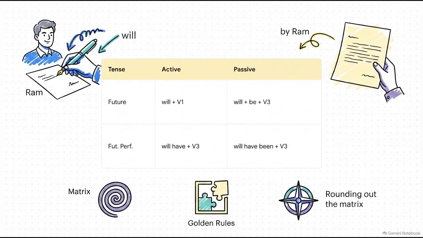Just to round out our primary matrix, here are the future tenses, simple future and future perfect. And surprise, surprise, the logic still holds. Ram will write a letter smoothly becomes a letter will be written by Ram. The future helping verbs like will or will have just slot right in, but the skeleton of the sentence remains exactly what we learned in our golden rules.